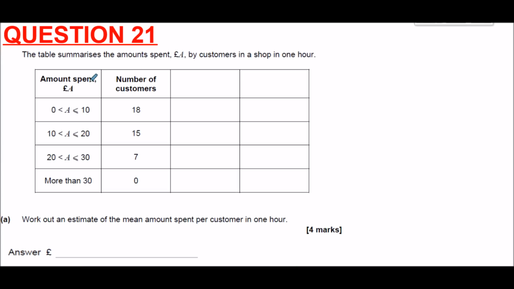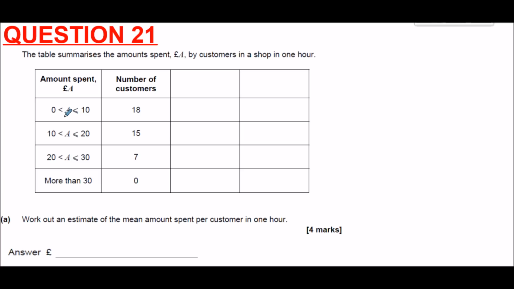Question 21. We've got a table summarising the amount spent by customers in a shop in 1 hour. So this is a grouped frequency table. So we're not told exactly how much money any customer spends. We're only told what they spend between. So 18 customers spend between nothing and £10. So we need an estimate for a customer who is in this group.